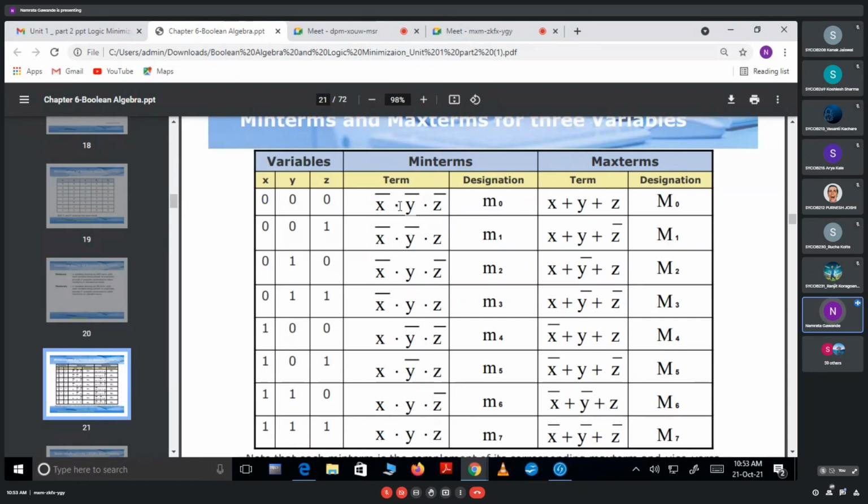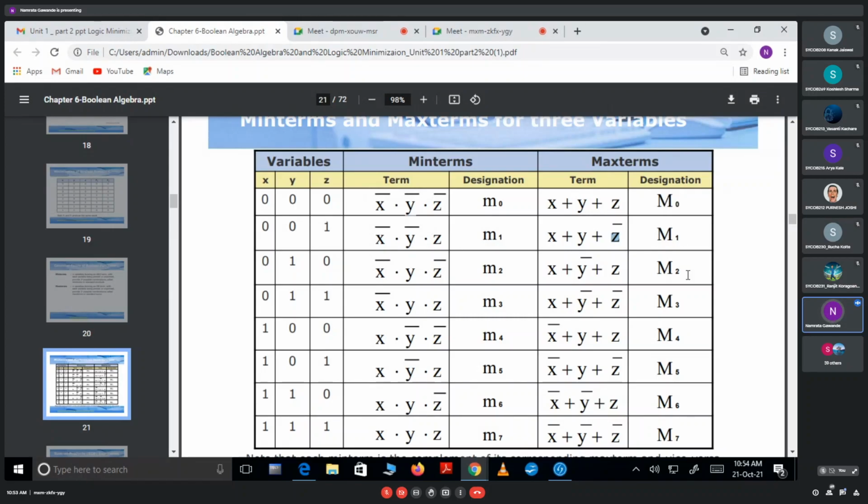So here the only additional sign is plus, and these are in the uncomplemented form: x plus y plus z. Instead of dot, here plus is there, which is required for summation. Next, x plus y plus z bar: for 0, 0, 1, because of the 1 a bar is provided. So in a max term, for 1 a bar is required, which is the complemented form. And at the right side, instead of small m, it is always represented with a capital M.